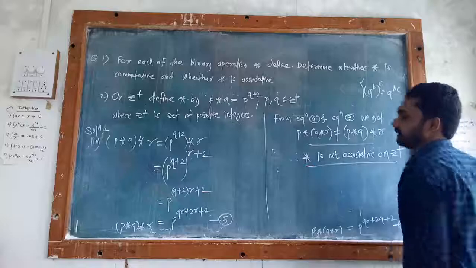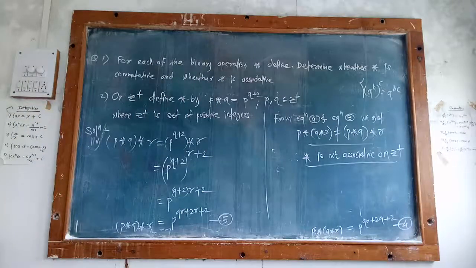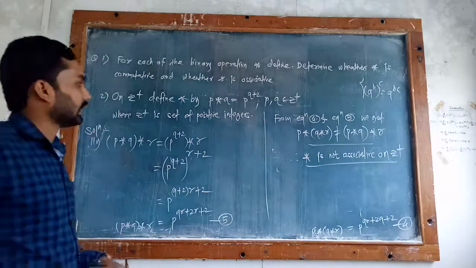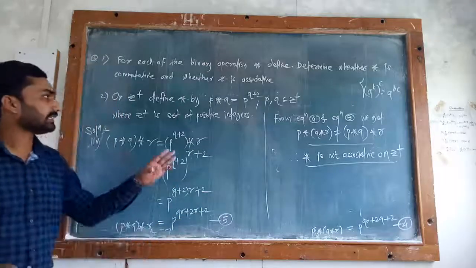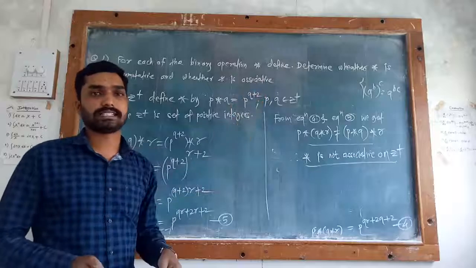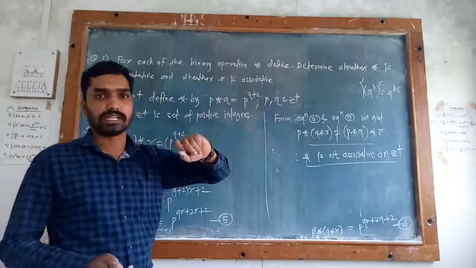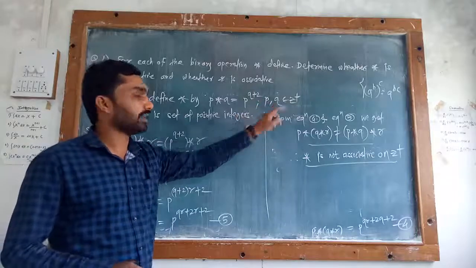What do we mean by Z plus? That is the set of positive integers. Therefore the given binary operation star is not associative on the set of positive integers. These are your whole example. We can check it by taking p and q as two positive integers. Suppose we take p is 1 and q is 2.